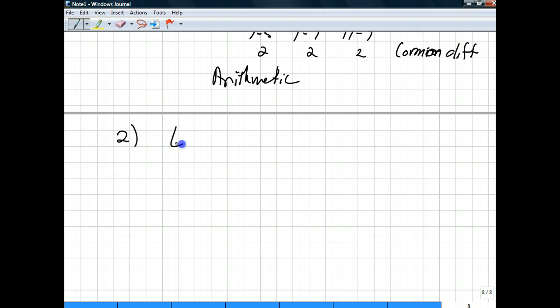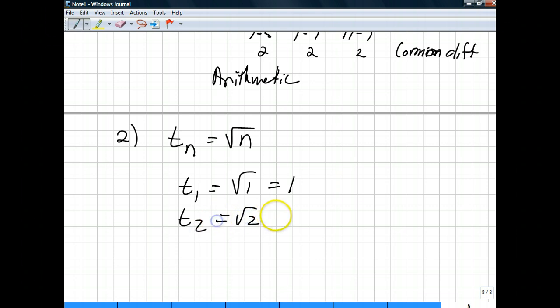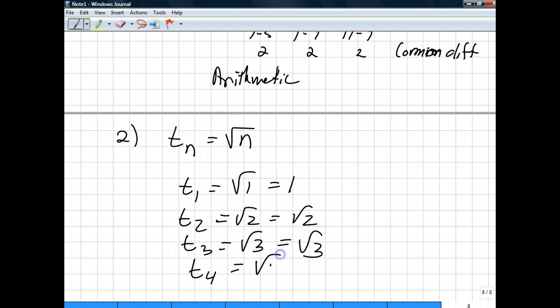Example 2. The rule is T sub n is equal to the square root of n. So T1 equals the square root of 1, or 1. T2 equals the square root of 2, which is just square root 2. T3 equals the square root of 3. And T4 equals the square root of 4, which is 2.